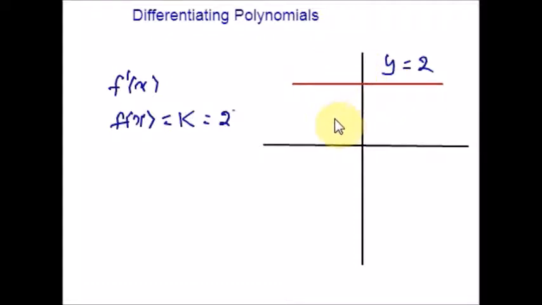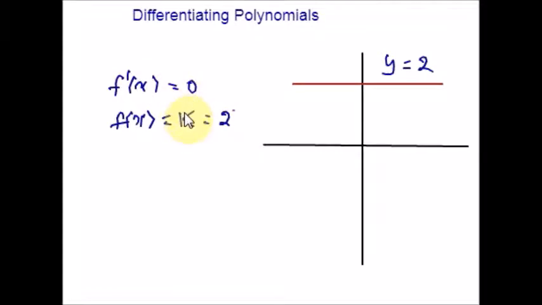So we can say that if f of x is equal to 2, then f dash of x is equal to 0. This is true for all constant functions. Their graphs are horizontal lines and they have gradient 0. Am I right? So the rule here is, if f of x is equal to k, it can be any constant, then f dash of x is equal to 0.